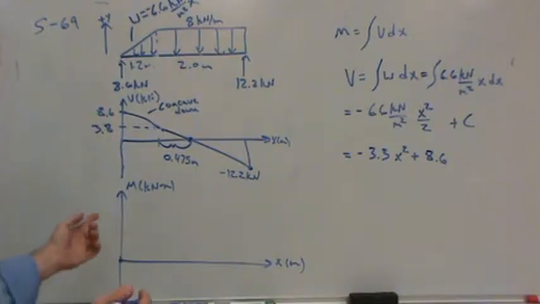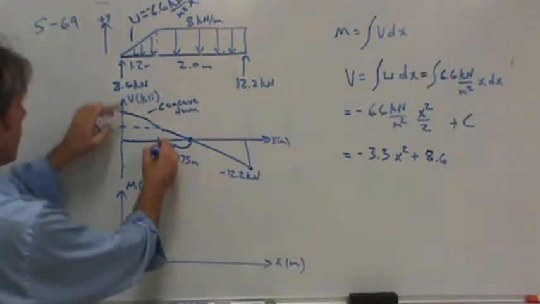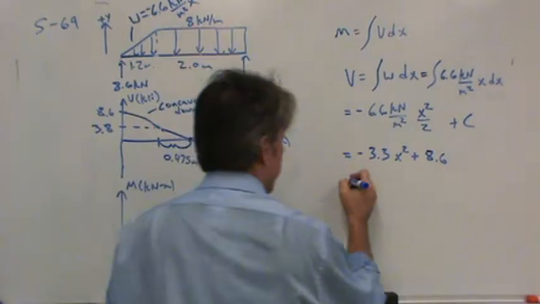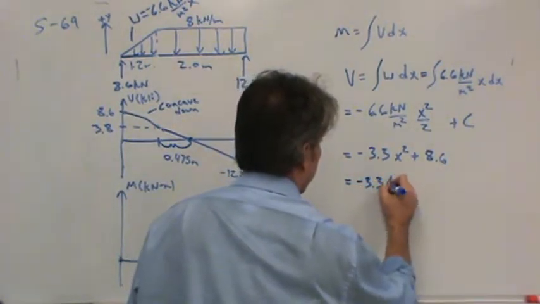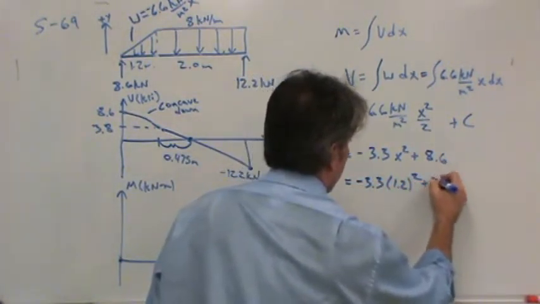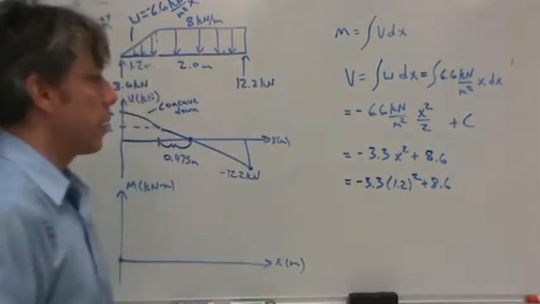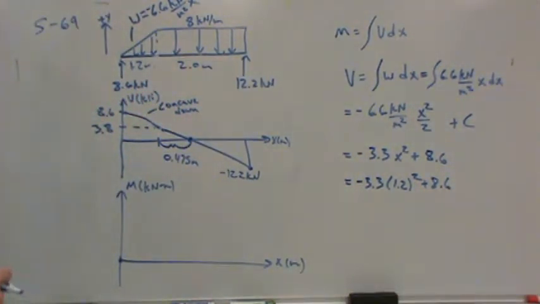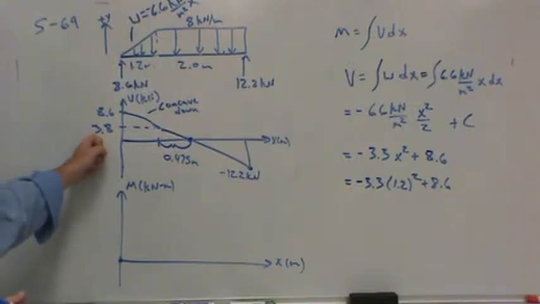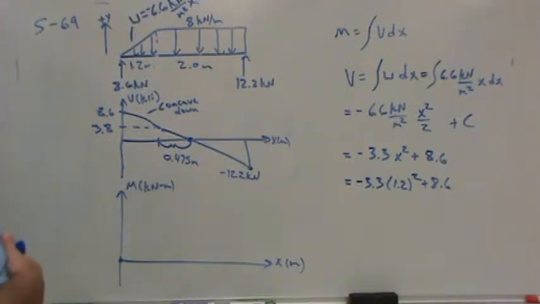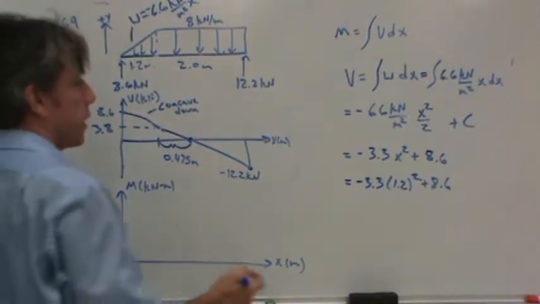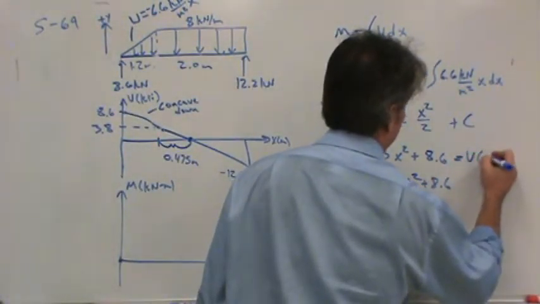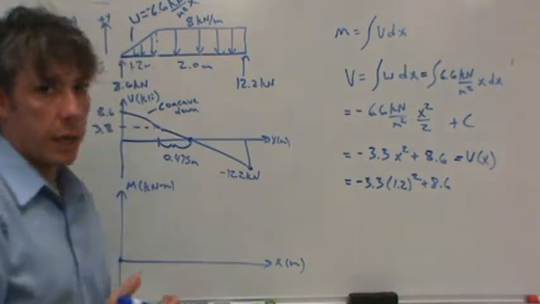So let's check and see if this works. We know that this position is x equals 1.2. Now, I can't do this in my head, but you can do it on your calculator. 8.6 minus 3.3 times 1.2 squared. Hopefully gives us 3.8. Not, I got to rethink this. Does it work? See a couple people saying yes. Okay. So I'm pretty confident in this equation for the shear. This is the shear as a function of position x.